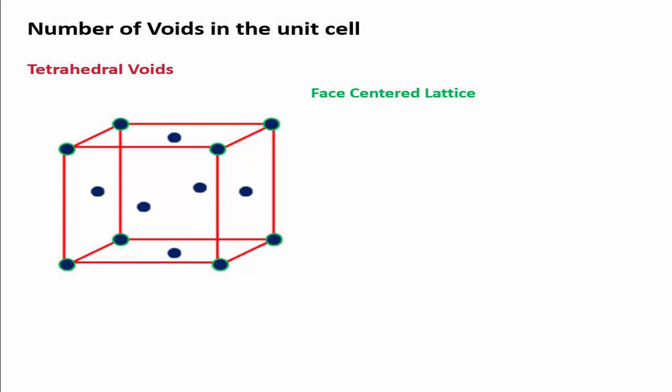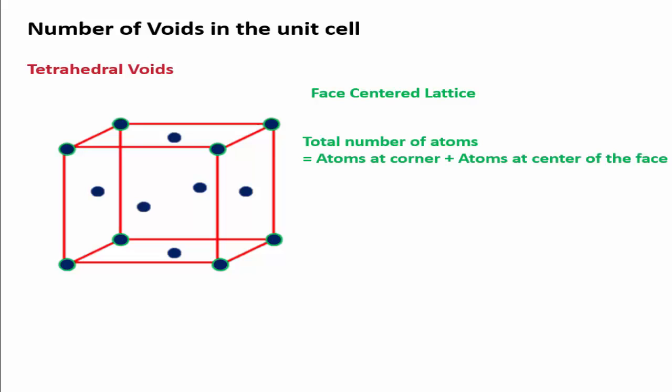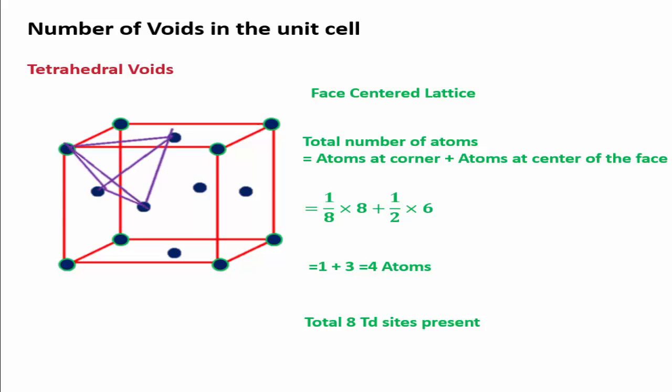Now let us see how to calculate the number of voids in the unit cell. First we will calculate for the tetrahedral void. Here I am taking the example of the face-centered lattice. We have already calculated the number of atoms for the FCC lattice: 1/8 into 8, that is the corner atoms, and 1/2 into 6, that is the face-center atoms. So a total of 4 atoms are present. That means there should be a total of 8 tetrahedral sites present. Let us see how these are arranged.